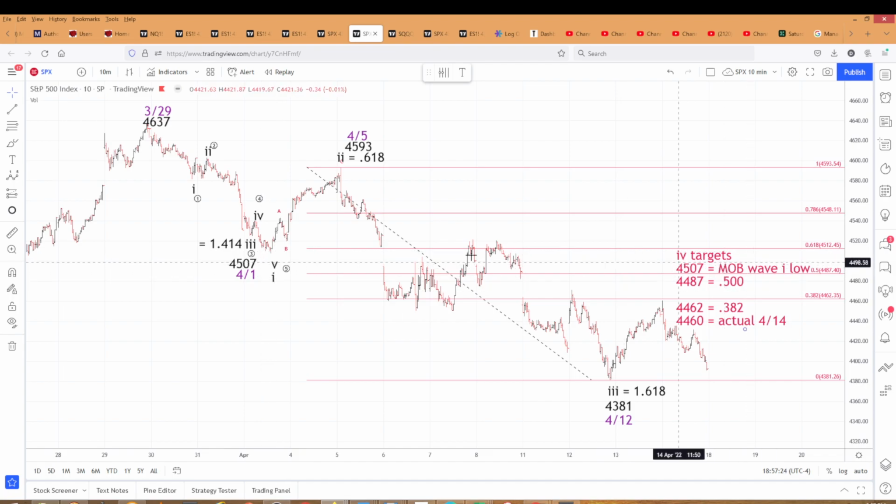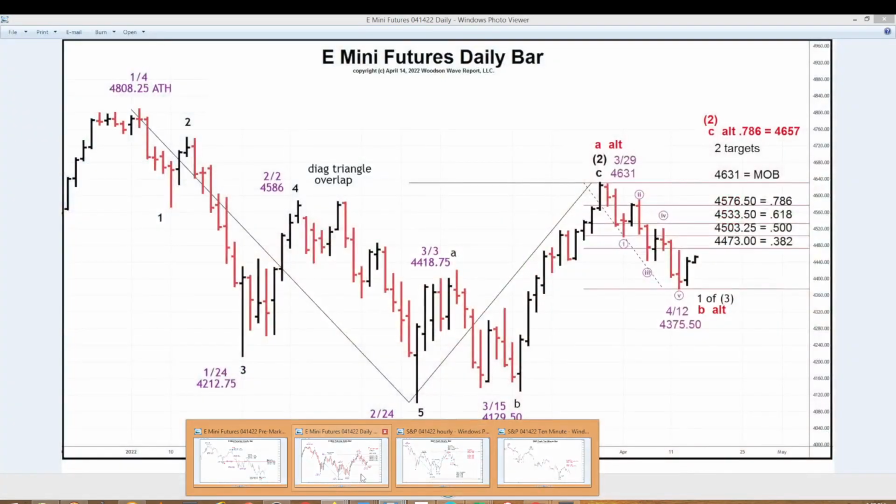4 high cannot go above the wave 1 low. So if this is 1 down, 2 up, 3 down, there's your 4 targets. Again, this could be the entire move up for 4, just short of the 382, or it could be just the A up, the B down, then the C up to these targets here. There's your 382 target of 44.62, the 500 at 44.87, and the make or break, again, 4 high cannot go above 1 low, which is at 45.07. And that's the 10-minute.